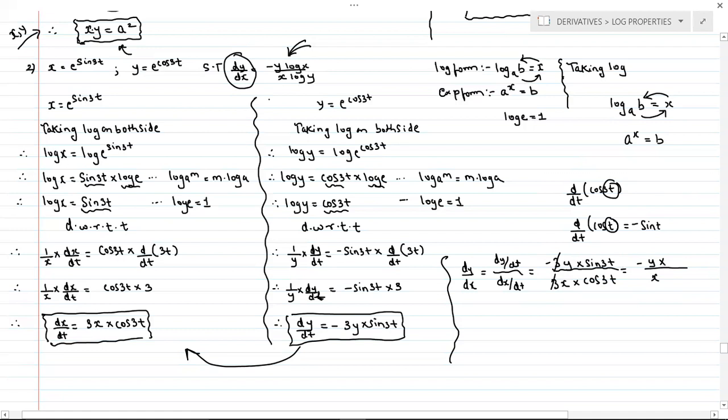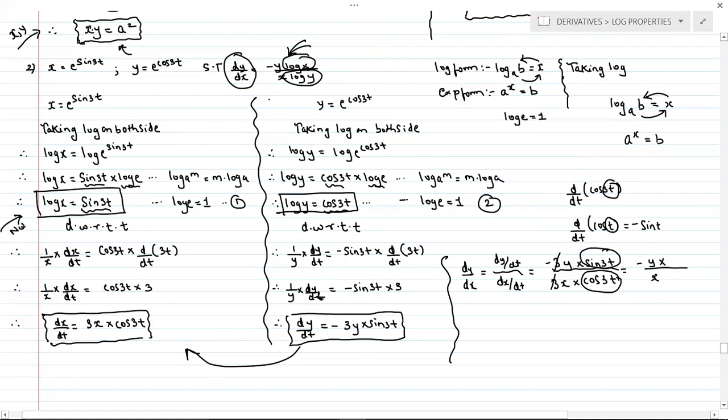But in place of sine 3t, we require log x. Yes or no? In place of sine 3t, we require log x. And in place of cos 3t, we require log y. Now just simply focus on this part. Let us call this part equation number 1 and this part equation number 2. Why? I will explain. As clearly we can see, sine 3t is log x.